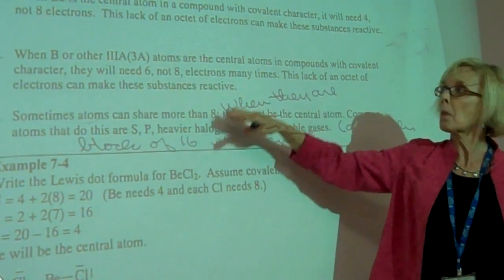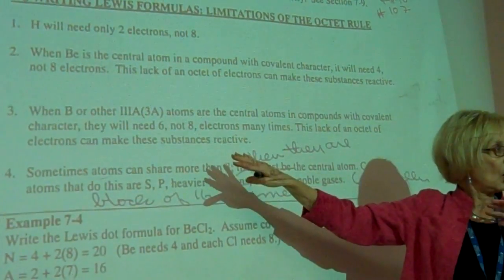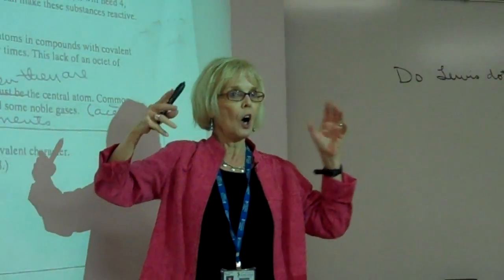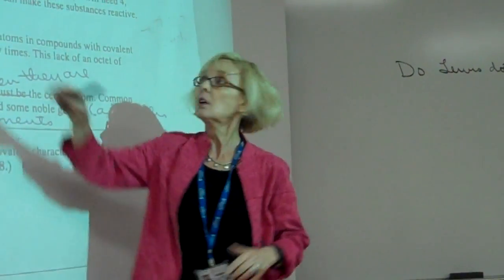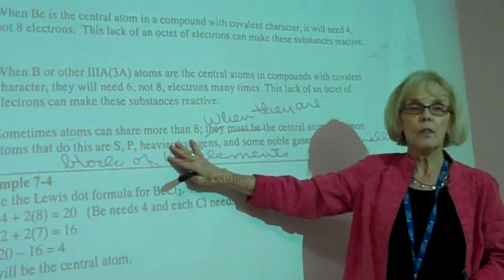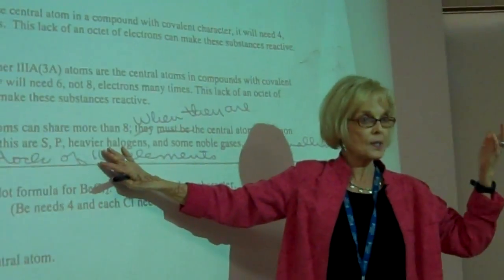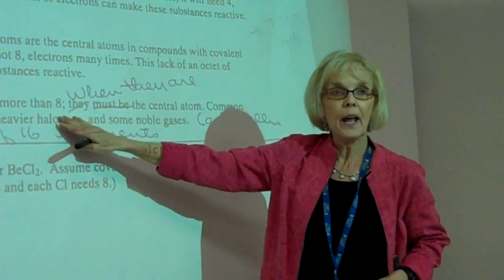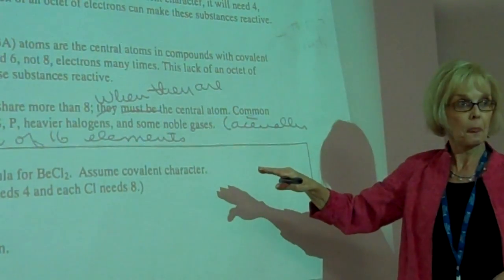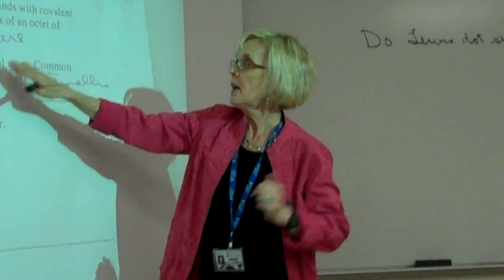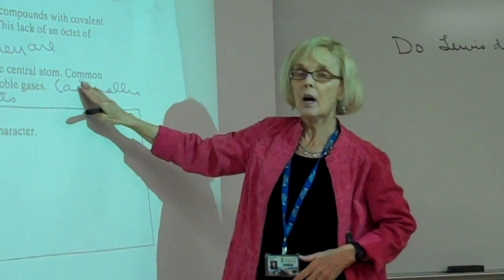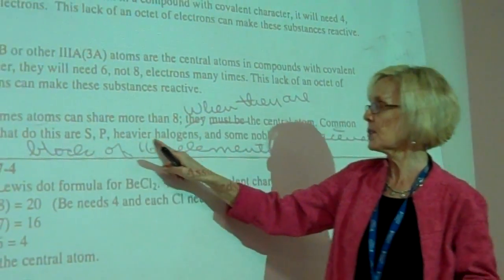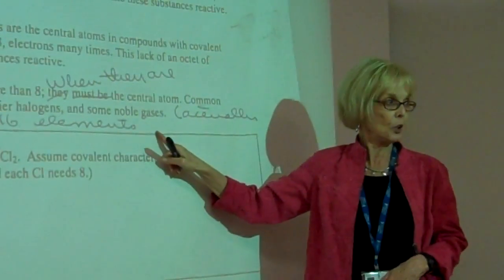Now let's analyze here. Rules 1, 2, and 3, always, always, always, they violate on the low side of 8. Rule 4, this rule we can violate on the high side of 8, sometimes. Now, it's got to be a central atom. We don't care about the outside guys. They can have more than 8 when they're a central atom. Common atoms that do this are sulfur and phosphorus and the heavier halogens and some of the noble gases.